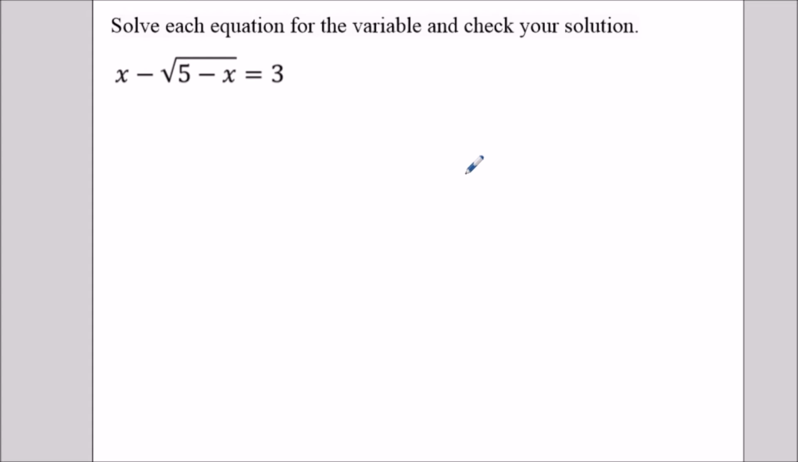Now for the next problem, I would want to group x and 3 together, and I want to move this radical term to the other side by itself. So I would start this by subtracting 3 on both sides and adding square root of 5 minus x to both sides. So we're going to move the 3 to the left, and we're going to move this minus square root 5 minus x to the right.